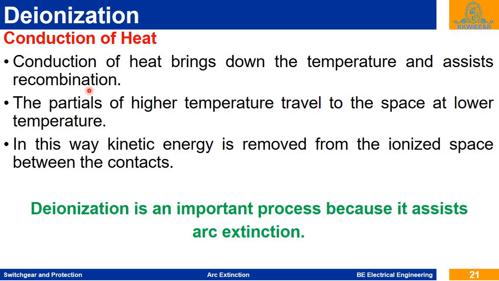If we remove this heat, the ions and the electrons recombine, or the particles of higher temperature travel to the space at lower temperature. In this way the kinetic energy is removed from the ionized spaces between the contacts. So deionization is an important process, with recombination, diffusion and conduction of heat, and it assists the arc extinction.